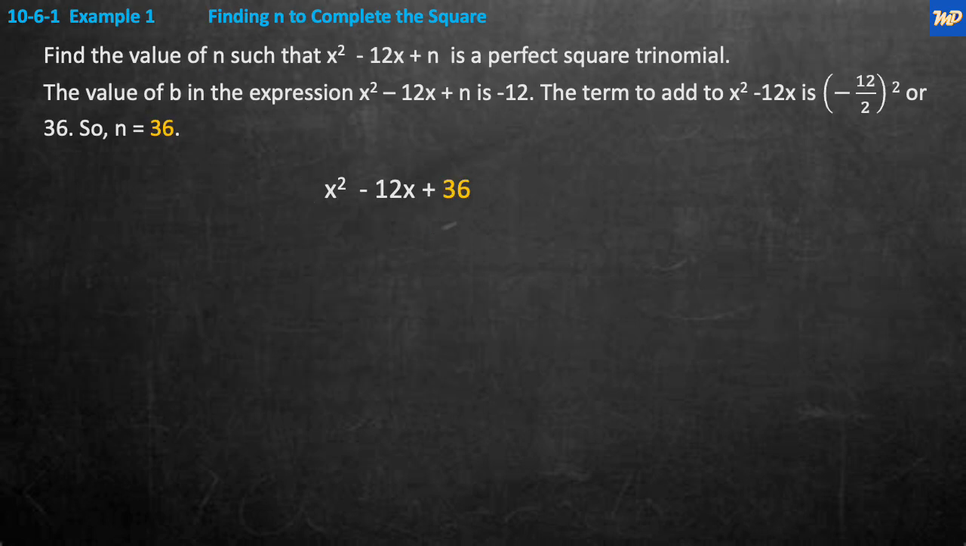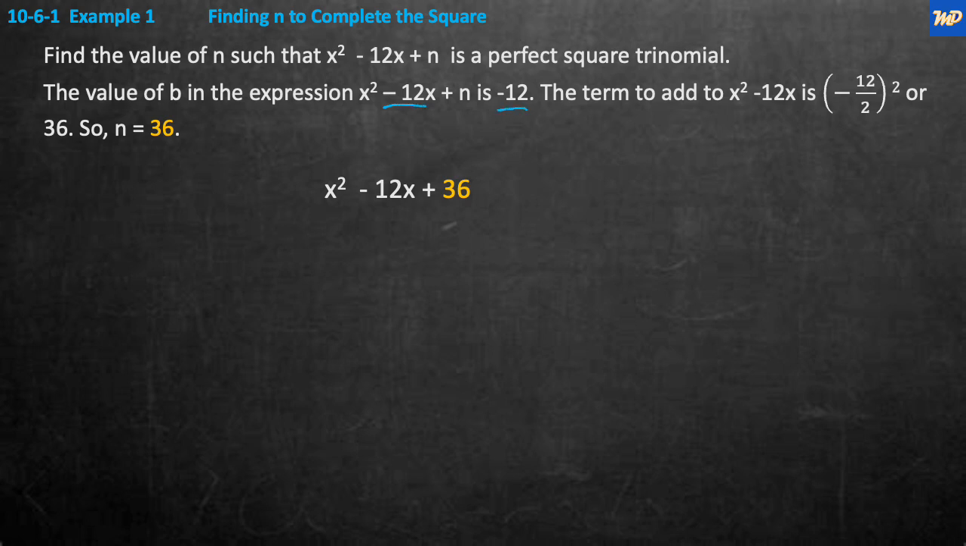So here in example 1, they're asking us to find the n that's going to complete the square. So let's find the n. It says find the value of n such that x squared minus 12x plus n is a perfect square trinomial. The value of b in the expression x squared minus 12x plus n is minus 12. Here's our b value right here, minus 12, the whole thing.